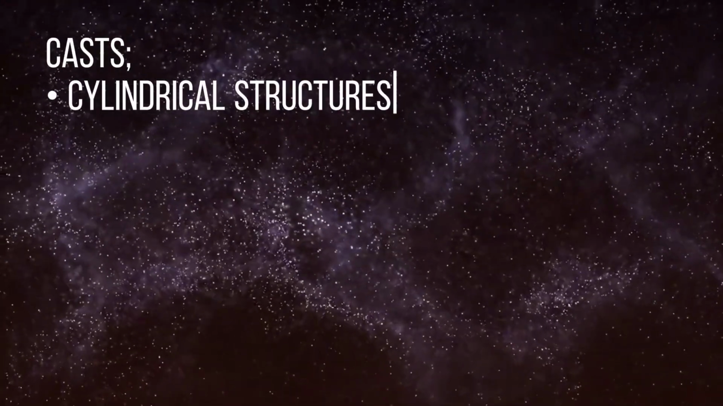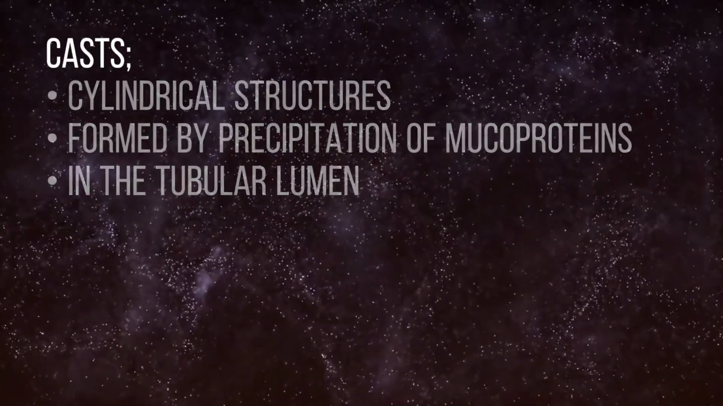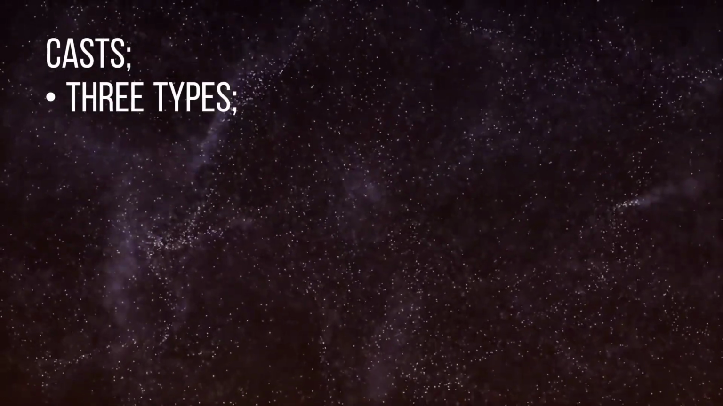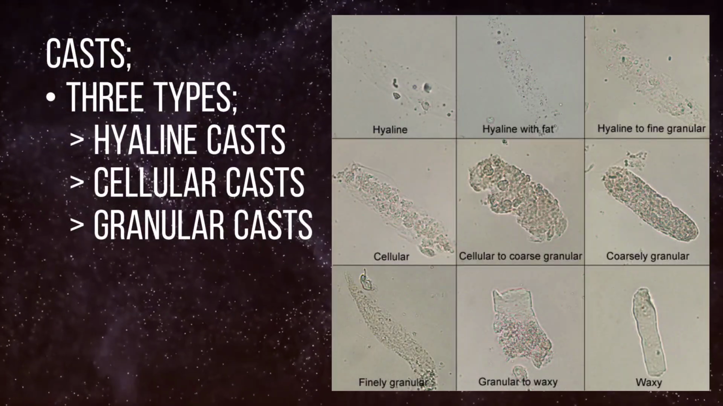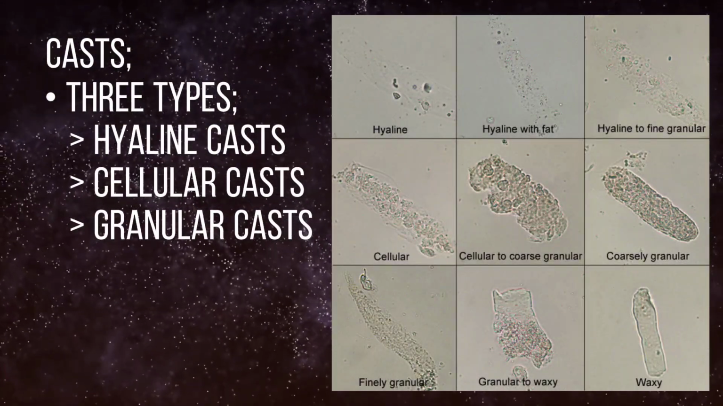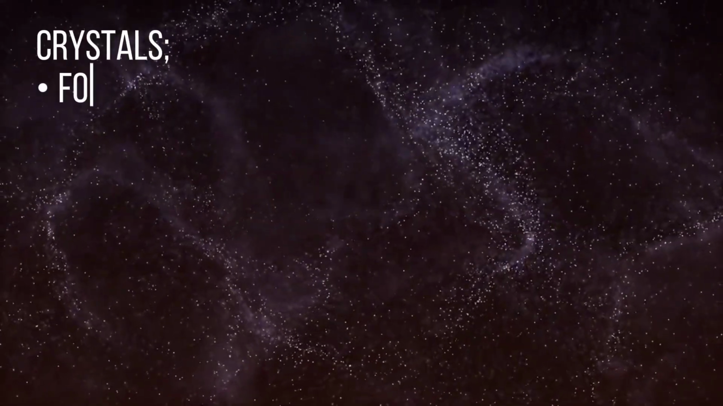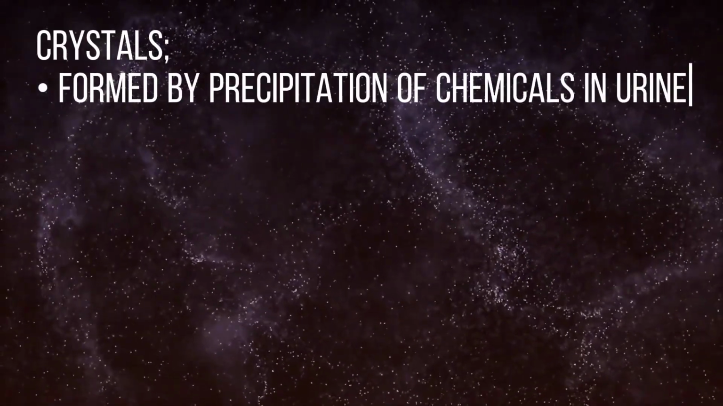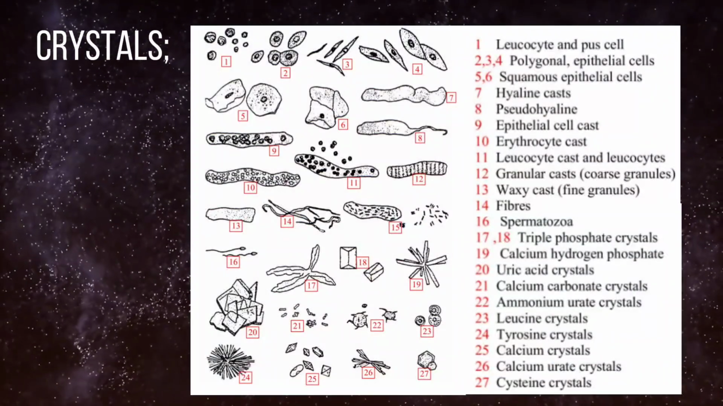Casts are cylindrical structures formed by precipitation of mucoproteins in the tubular lumen. There are 3 types of casts: hyaline casts, cellular casts, which are hyaline casts with cells embedded in them, and granular casts, which are cellular casts with disintegrated cells. Crystals are formed by the precipitation of chemicals in urine. You can pause the video and go through all the types of casts at your leisure.